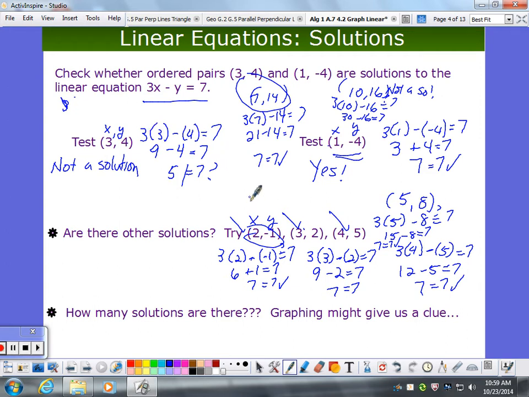You can just pick a random number for x. Okay. So what's a number we haven't picked yet? 8? All right, so let's pick a random number for x and leave y alone. So then I'm getting 24 minus y equals 7. I can subtract that 24, right? So negative y equals negative, what's 7 minus 24?